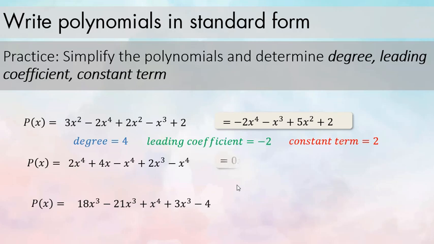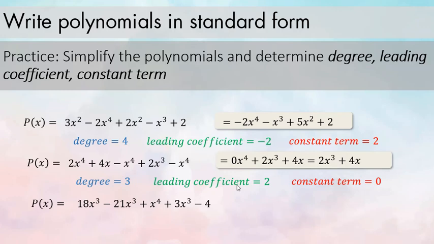For the next polynomial, when we combine the like terms together, we will get 0x to the power of 4. And we can simplify it again by eliminating the 0x to the power of 4 to get 2x to the power of 3 plus 4x. And this polynomial has the degree of 3, leading coefficient 2, and constant term 0.